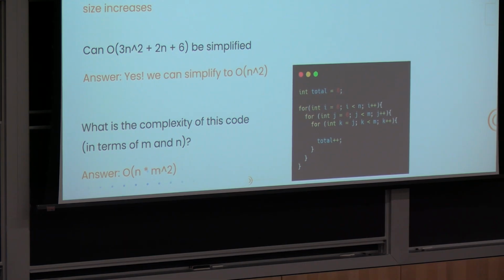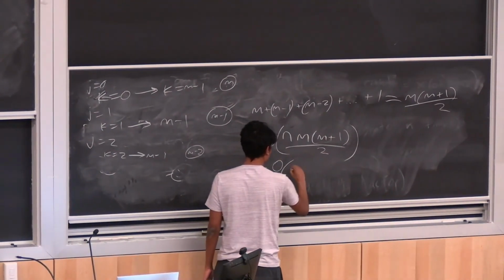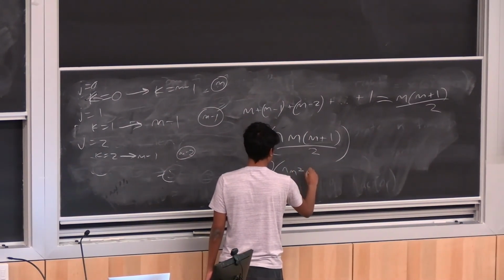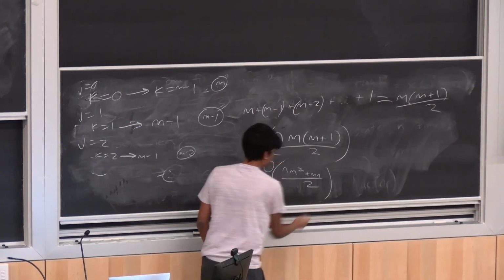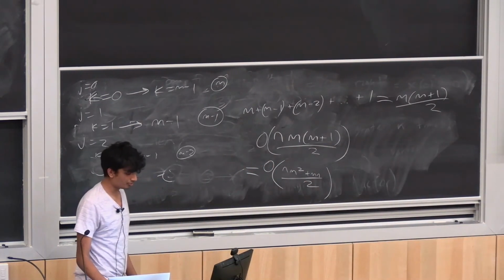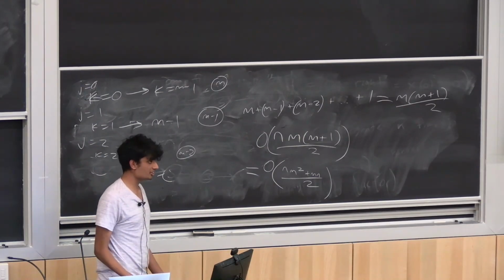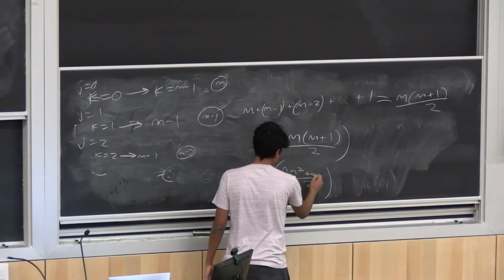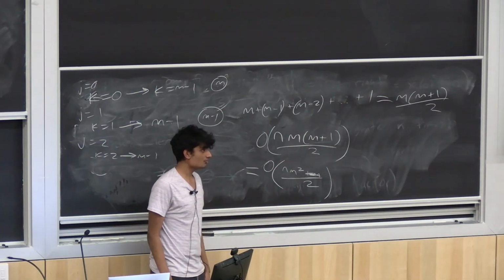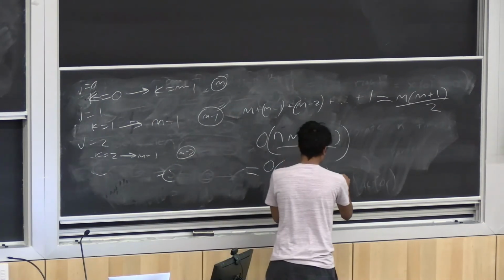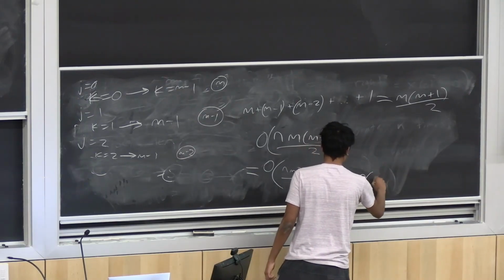And this would be equivalent to O of n m squared plus n m over 2. And as stated prior with the question before this, we can ignore lower degree terms. So we can ignore this. And constants don't matter, so the 1/2, we can completely ignore. So this would just be O of n m squared.